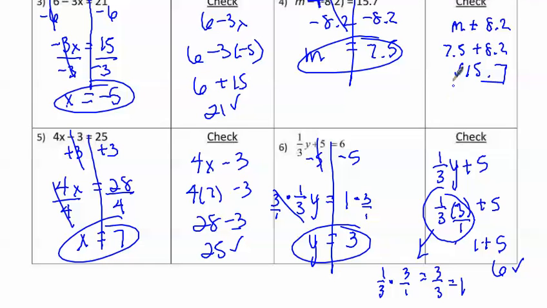Check your answers with the following problems. Remember, in number 6, if you're multiplying by a fraction, you always want to multiply each side by the reciprocal. If you have any questions, ask your teacher.